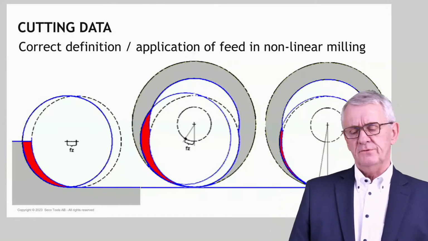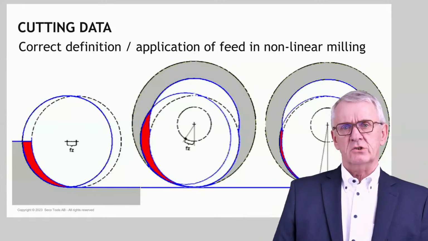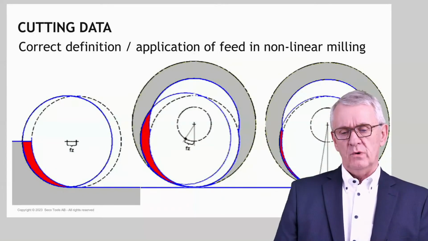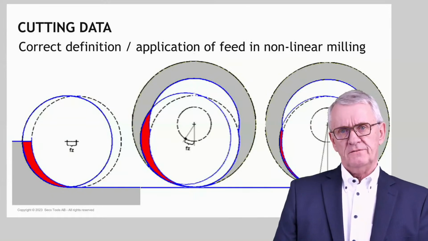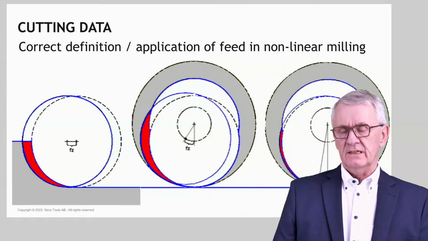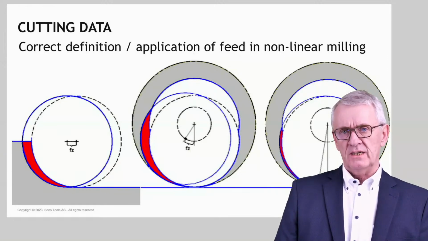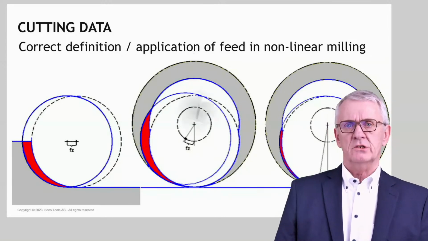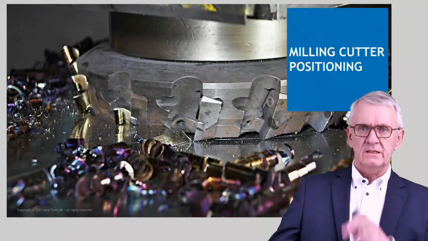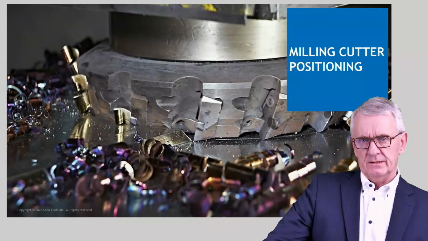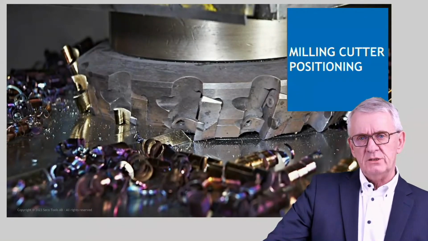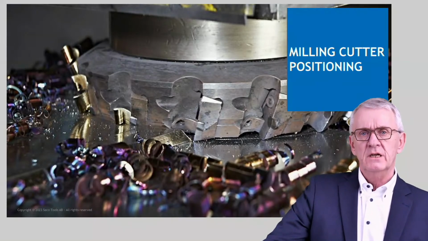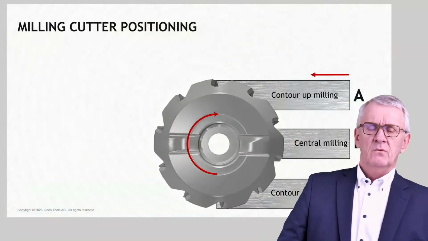And for your information, if you use cutting data software like Suggest from Seco, be aware that when we talk about feed, we apply the definition correctly. In case of non-linear milling, circular milling, the feed is the movement of the center line of the cutter, not the movement of the periphery. But that perhaps is a subject on its own. I should not spend too much time, because today the real subject is milling cutter positioning. But when we do milling cutter positioning, please be aware of the definition of cutting conditions, cutting data, and apply them correctly. Milling cutter positioning, what do we talk about?